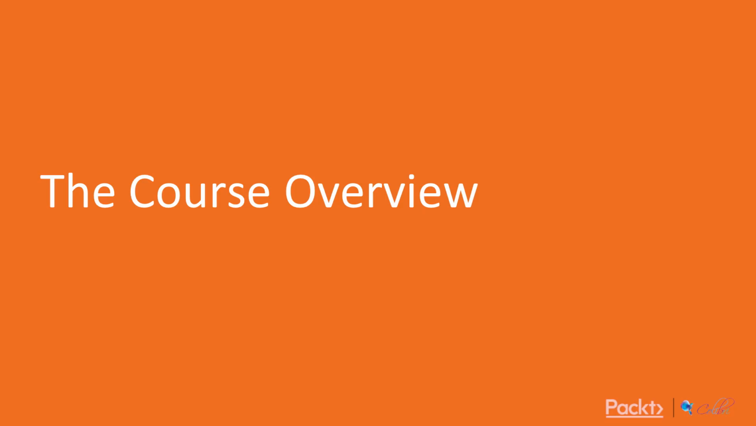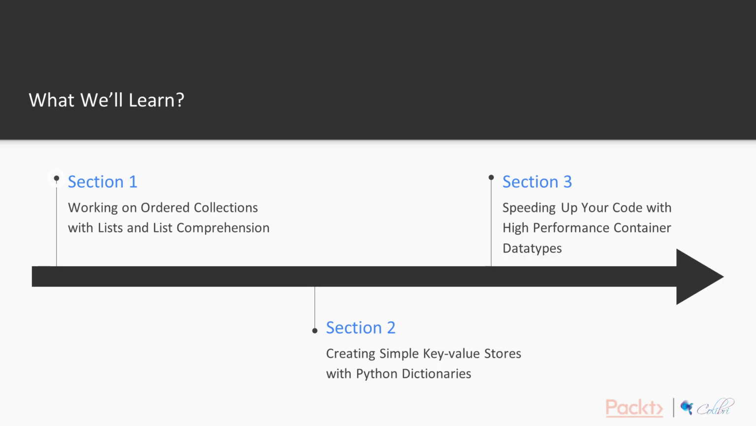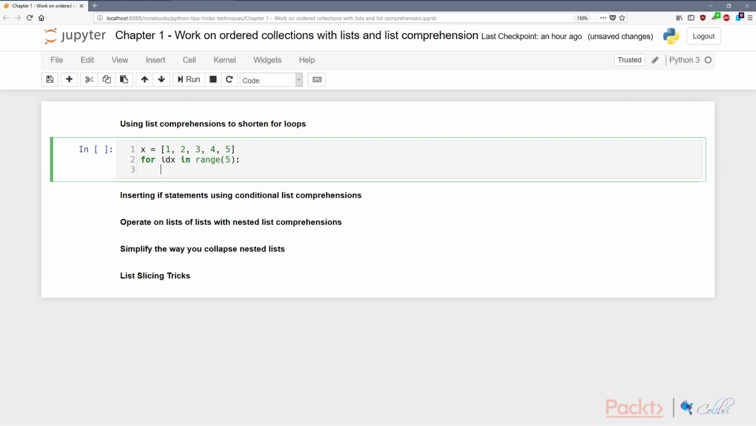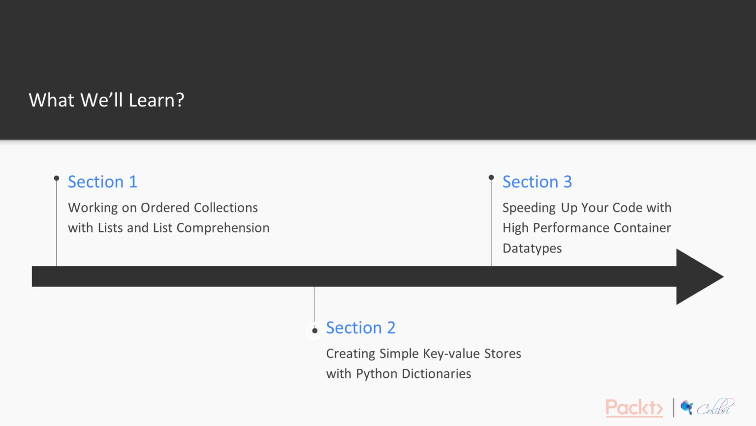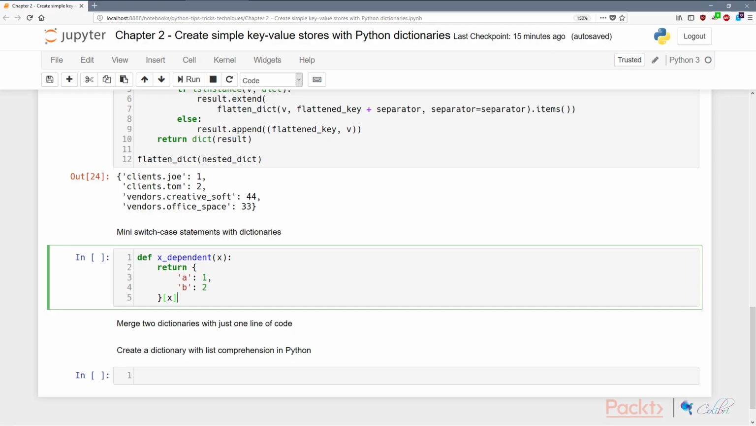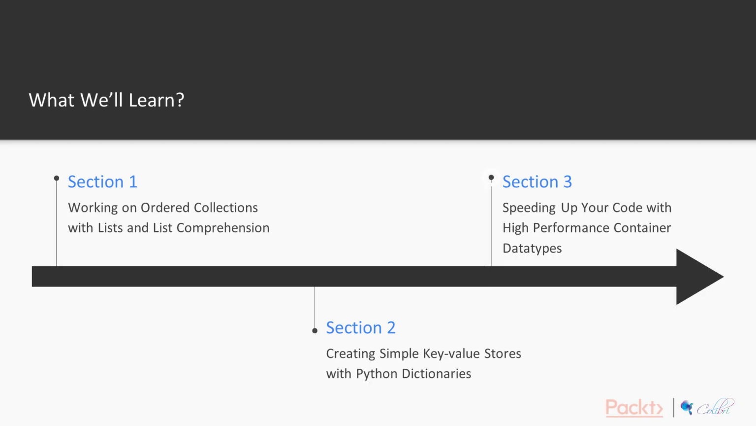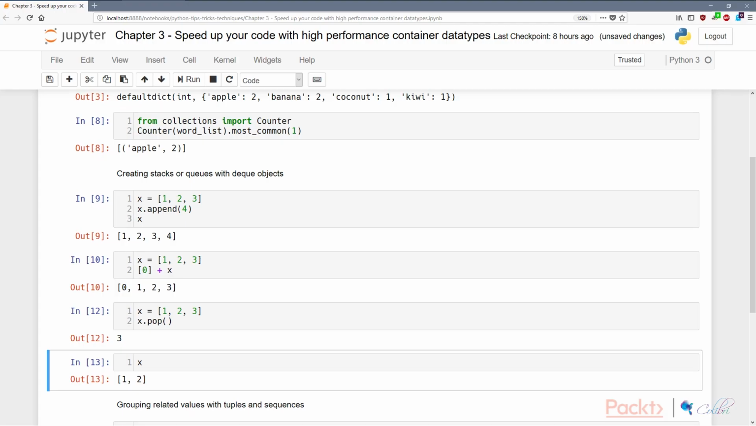In this course, we're going to learn through 6 different sections how we can improve our Python code with Pythonic language patterns. We'll work on ordered collections with lists and list comprehensions. And then we're going to create simple key value stores with Python dictionaries. We then talk about speeding up our code with high-performance container data types, mainly in the collections submodule in Python.